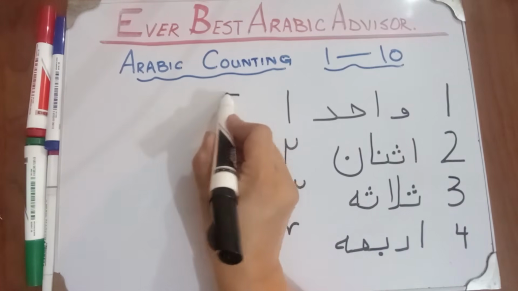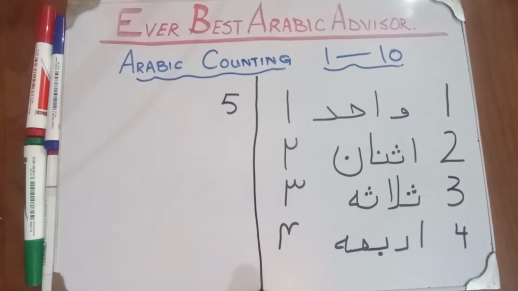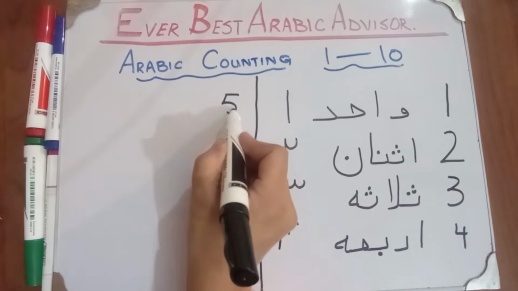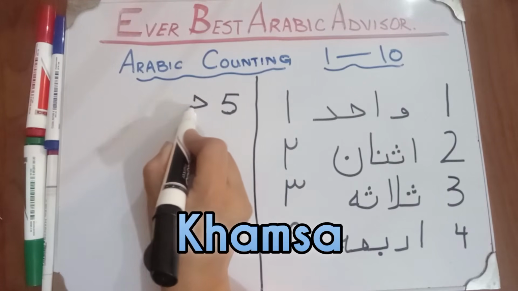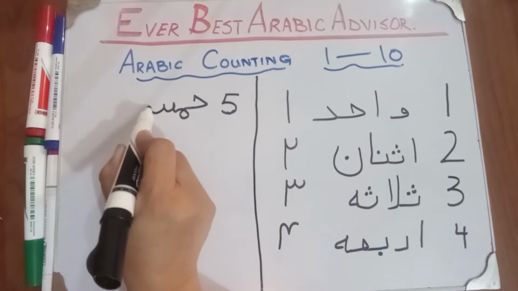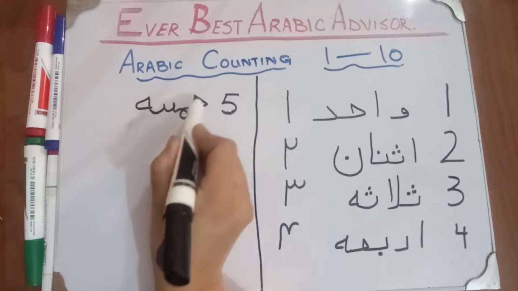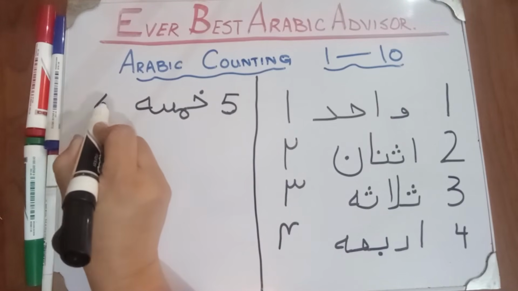For number 5, the Arabic word is hamsa. Ha, mim, sin, and then ha. Hamsa. The Arabic numeral is just like this.